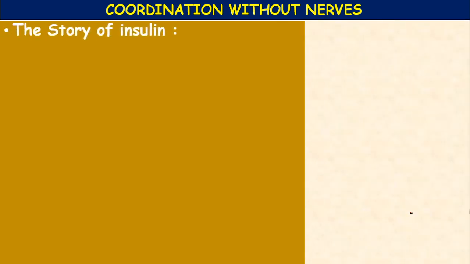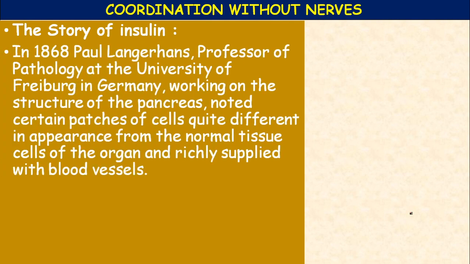Okay, the coordination without nerves we are discussing. The story of insulin. Let us continue. In 1868, Paul Langerhans, the professor of pathology at the University of Freiburg in Germany, working on the structure of the pancreas, noted certain patches of cells quite different in appearance from the normal tissue cells of the organ, and richly supplied with blood vessels.